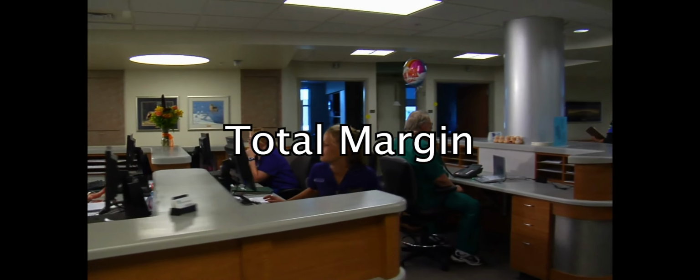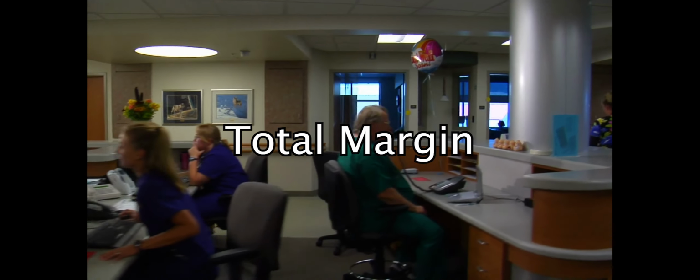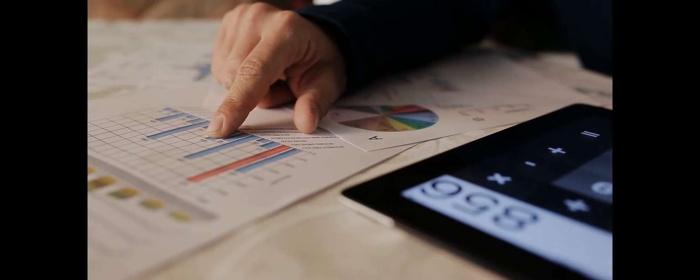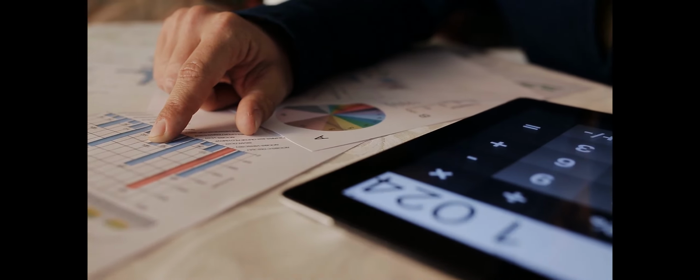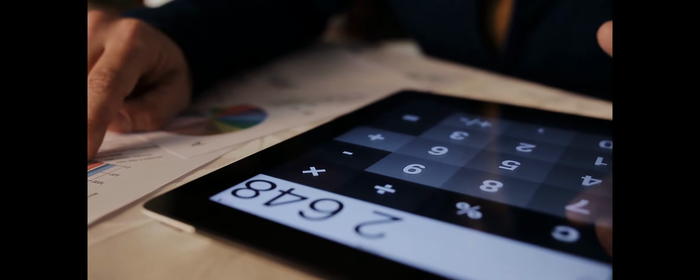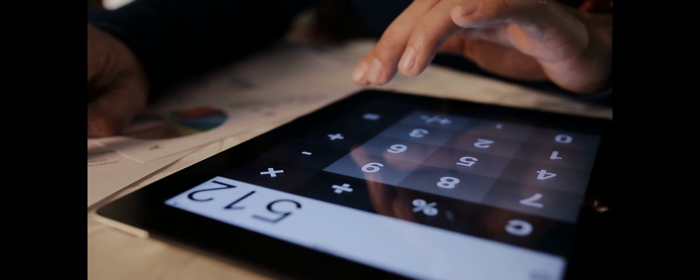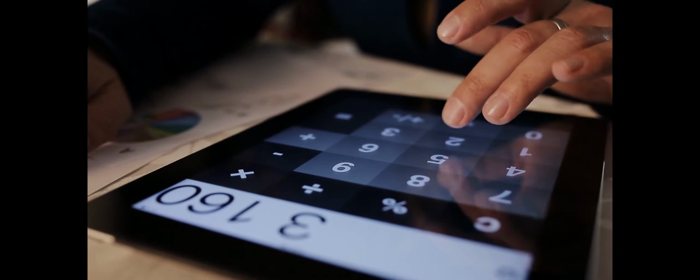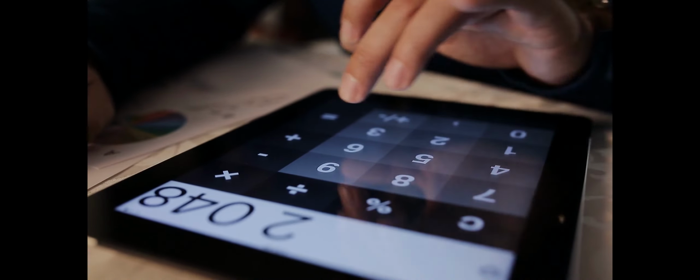The third ratio is total margin. Sometimes it's called net income, but this is your overall profitability from all activities, which would include non-operating activities like investment income. Typically, it is also shown as a percentage, and with this ratio, the higher the ratio, the better.